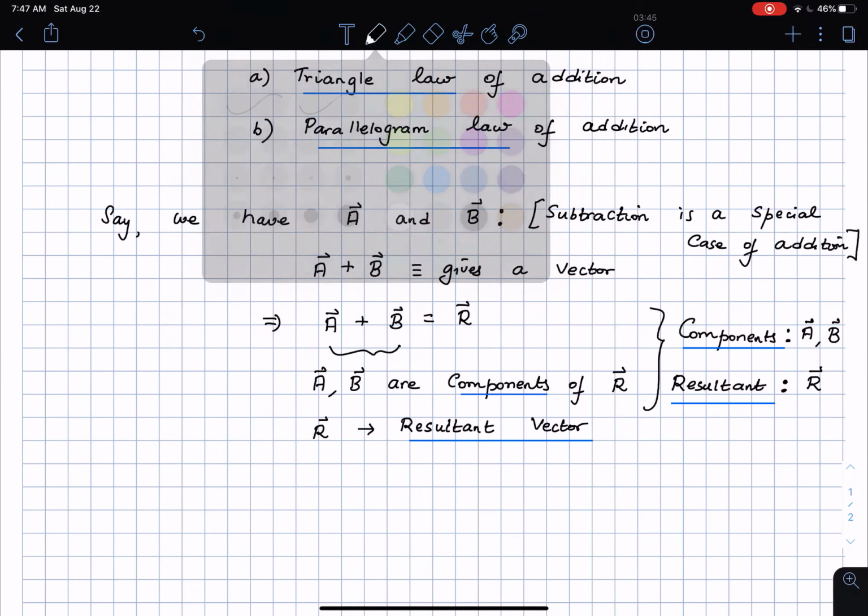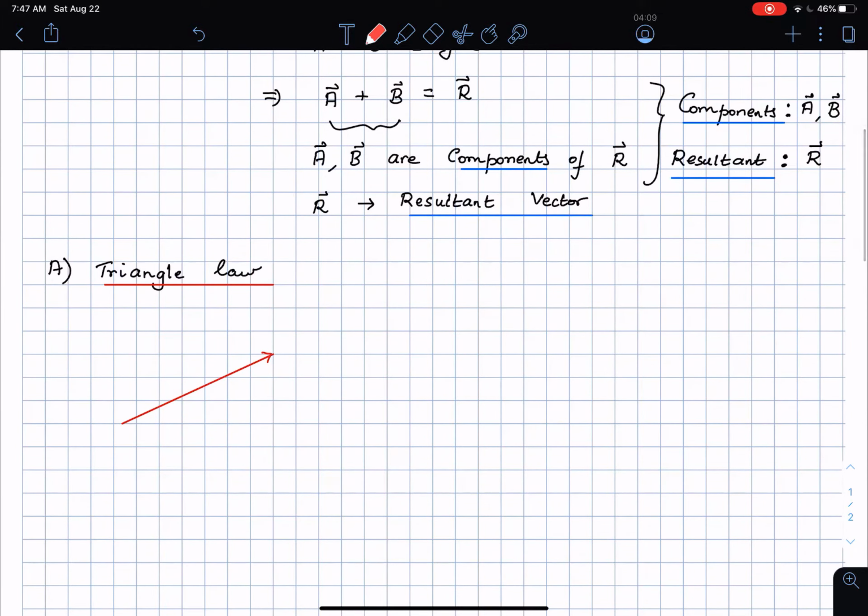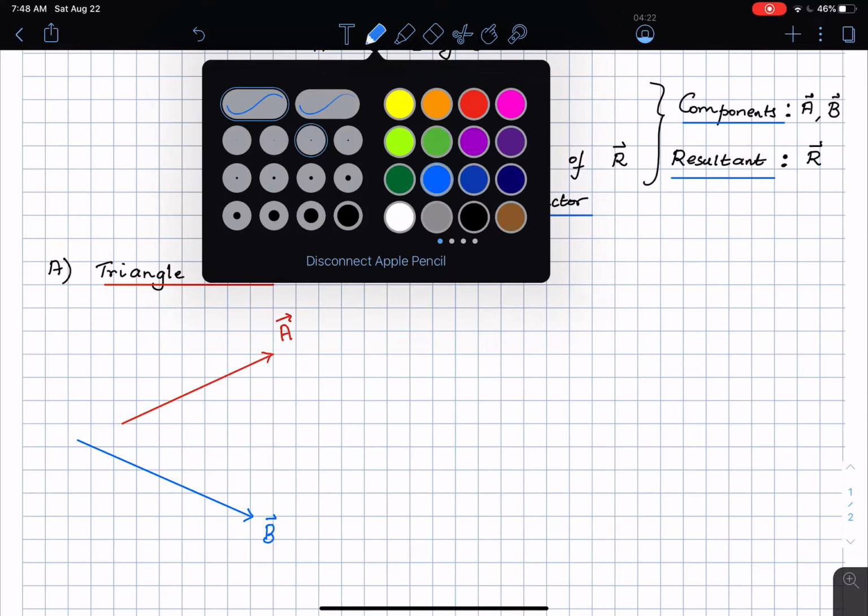All right, so let me go to the triangle law of vector addition. That's the first one. Triangle law of addition. And here is a basic idea. Let's say I have a vector A, which I'm going to draw this way. So this is vector A. Then let's say I'm given a vector B. This is vector B. How do I add them up?